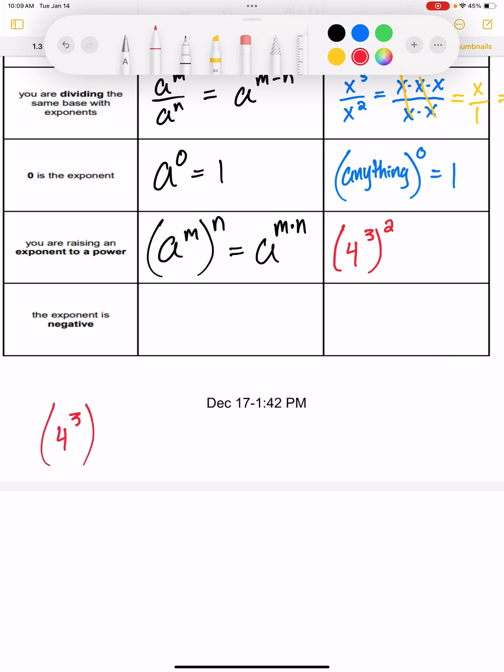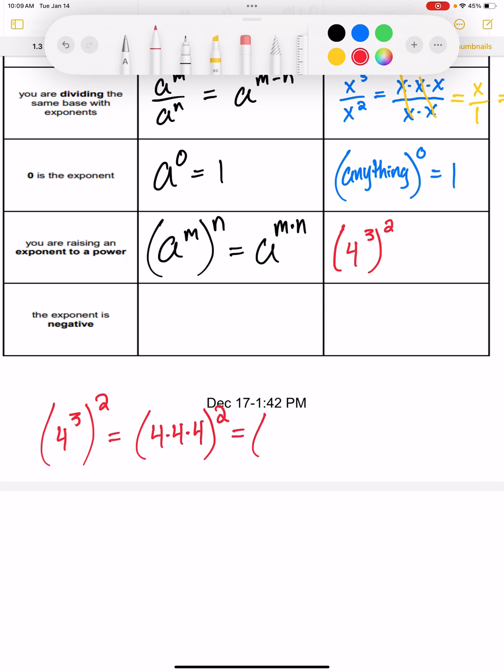4 to the 3rd power to the 2nd power, right? So that's going to equal, first, I'm saying 4 to the 3rd. What does that really mean? That really means 4 times 4 times 4, right? And then that is to the 2nd power. Well, what does that really mean?